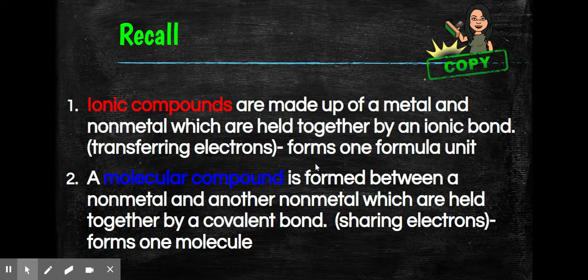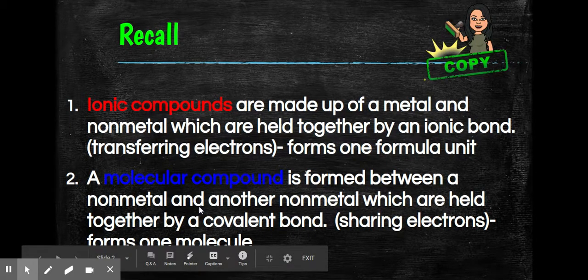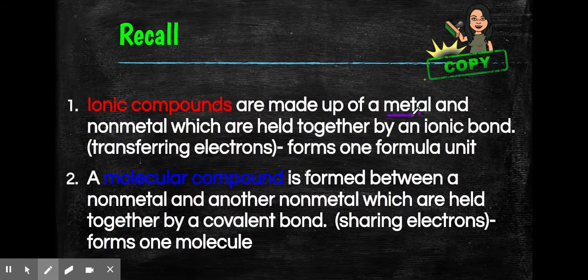First, you need to remember the difference between an ionic compound and a covalent compound. Ionic compounds are made up of a metal and a nonmetal. These are held together by an ionic bond, which is why we call them ionic compounds. Ionic bonds involve the transferring of electrons. This one is super important that you know. The metal is giving up its electrons, it's transferring its electrons to the nonmetal. We call the compound that forms from this a formula unit.